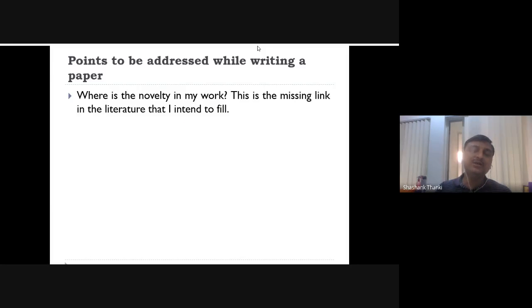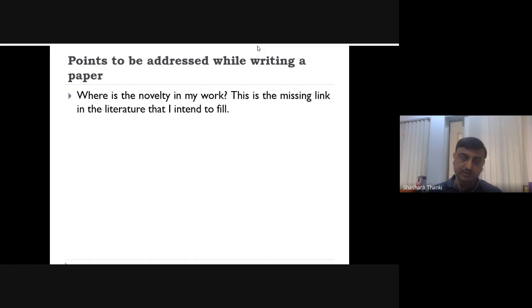What is the novelty in my work? What is new? What new am I contributing? That is the missing link in the literature which I would like to fill through this research. Most of the time I'm getting my paper back. When I'm submitting it, after a few weeks, it may come back to me rejected. Most of the time, the reviewers are asking for novelty.